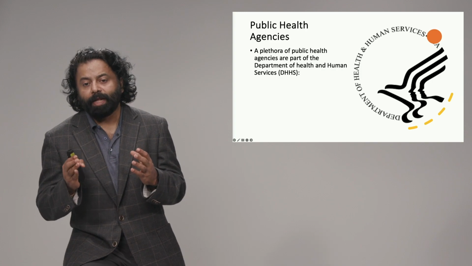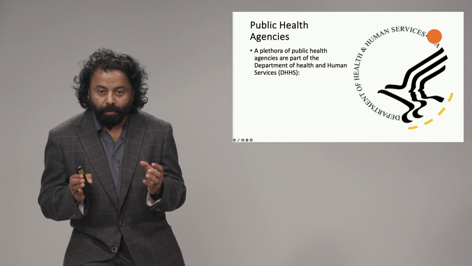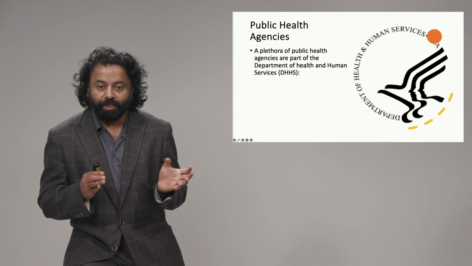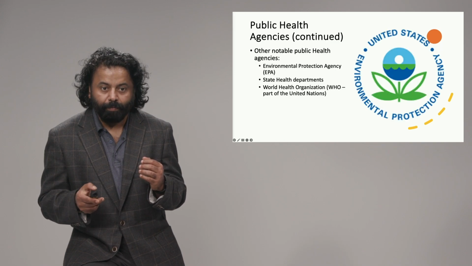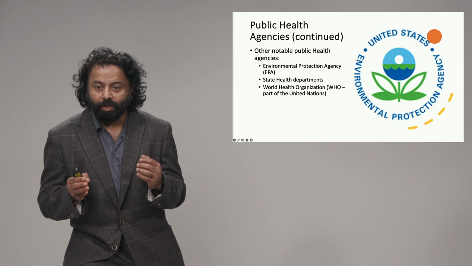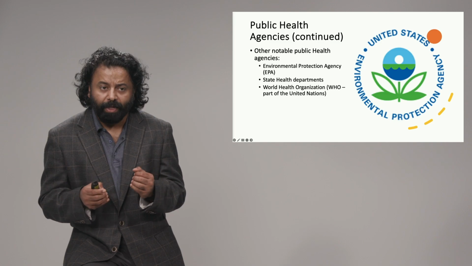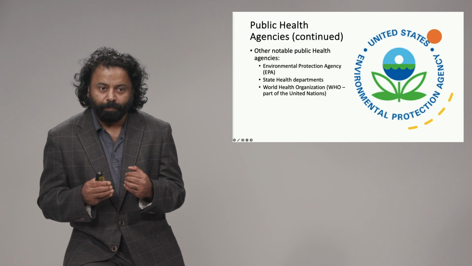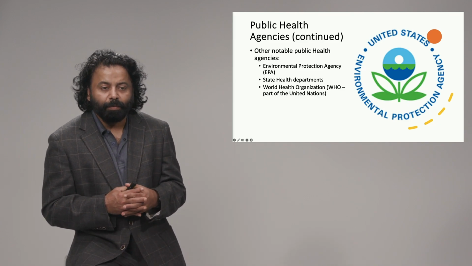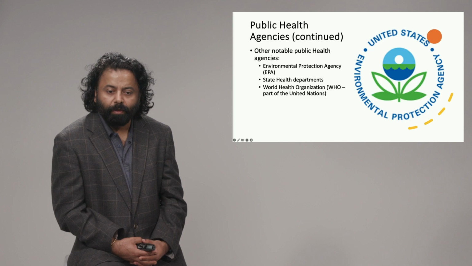Some notable public health agencies include the Department of Health and Human Services, DHHS, which includes the National Institutes of Health, the Centers for Disease Control and Prevention, CDC, and the Food and Drug Administration, FDA. State departments of health, the World Health Organization, the Environmental Protection Agency, and many others are also significant in the public health agency sector. So here we discussed more about public health agencies and public health services.